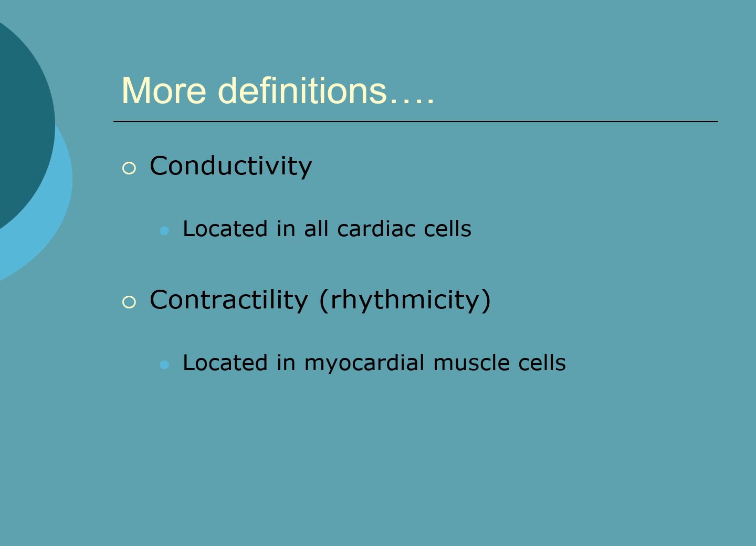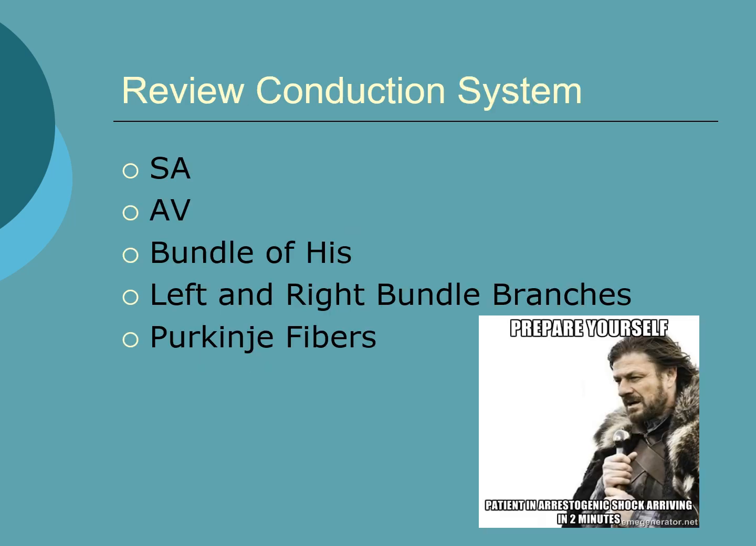Rhythmicity or contractility is located in your myocardial cells. So this is the myocardium, the muscle of the heart itself. This is what causes the cardiac cells to become shortened, which causes the cardiac muscle to contract for systole, right? So this is where the cells will be shortened to cause that myocardium to contract. Last part of this presentation here is looking at just your review of the conduction system.